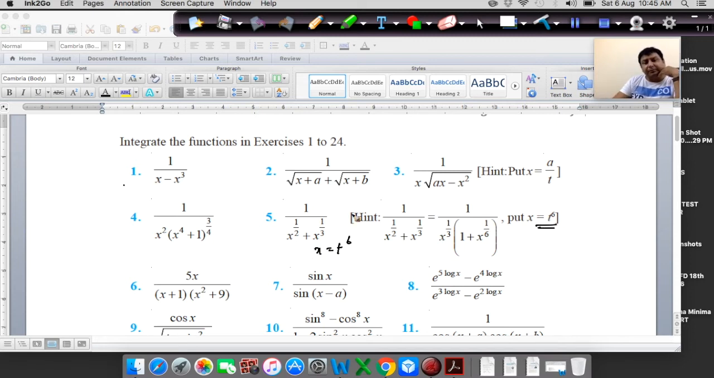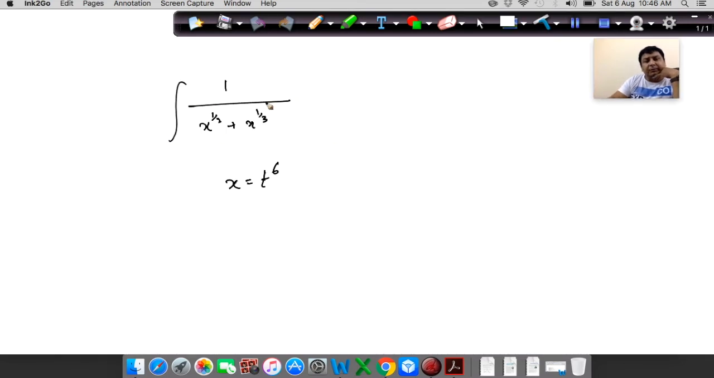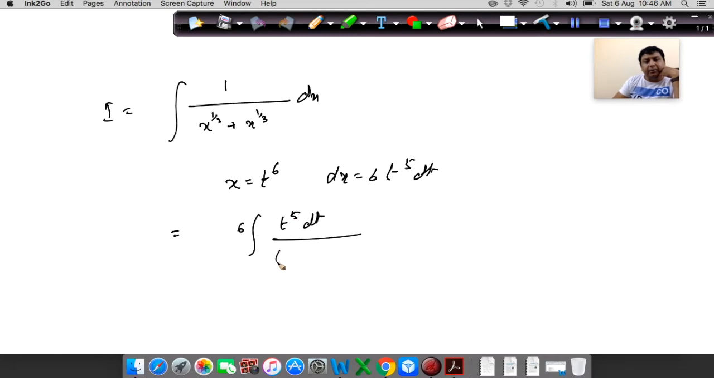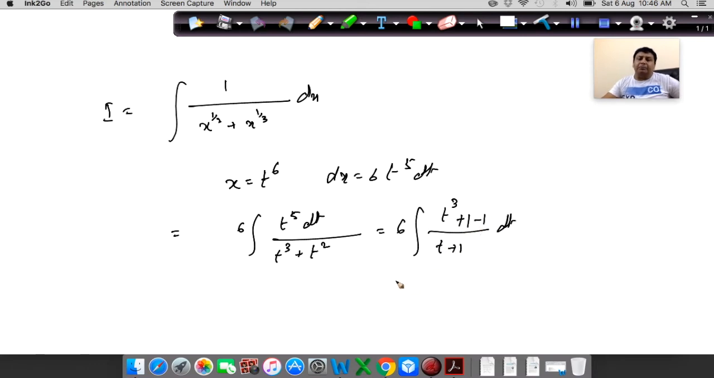You'll get a very simple sum, I'll show you. So let's not write dx, let's differentiate directly. So you get dx equals 6 t to the power 5 dt. So my question changes to 6 t to the power 5 dt upon t cube plus t square. So you can take 6, and t square is common, so we'll cancel to give you t cube upon t plus 1 dt. Now do plus 1 minus 1 on top and split.